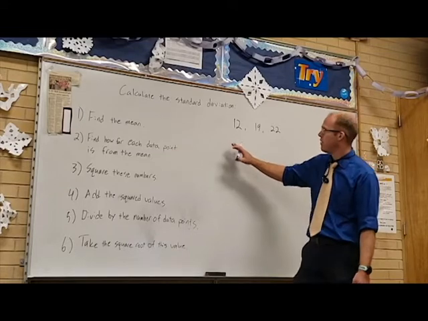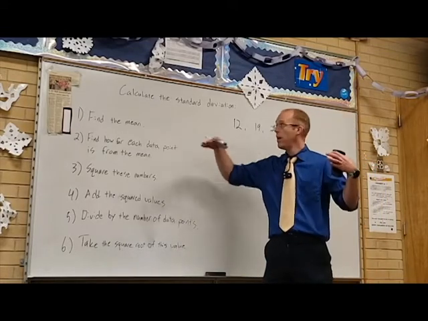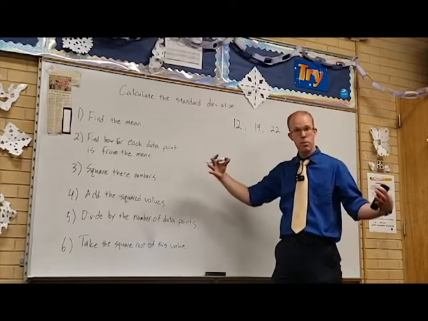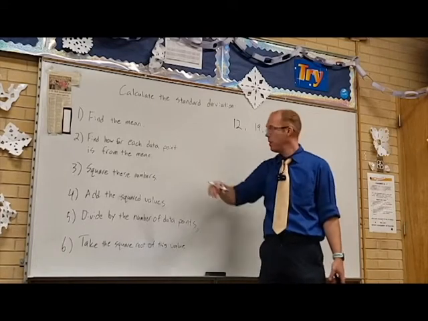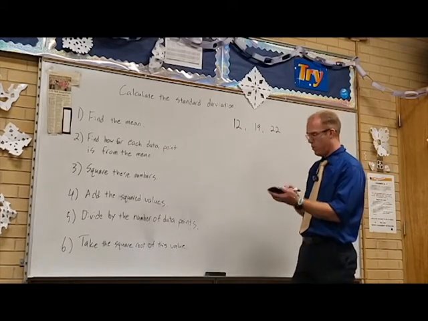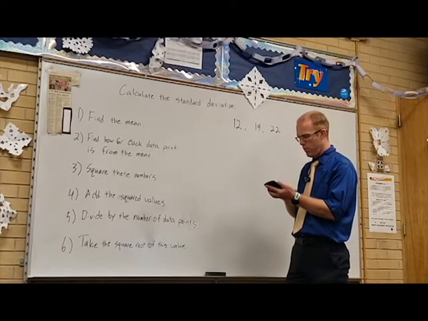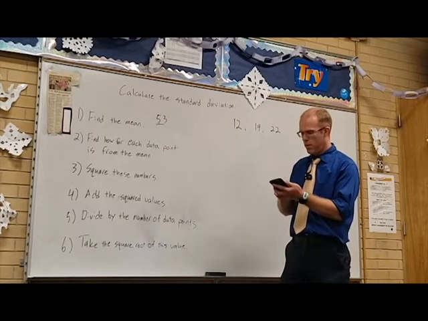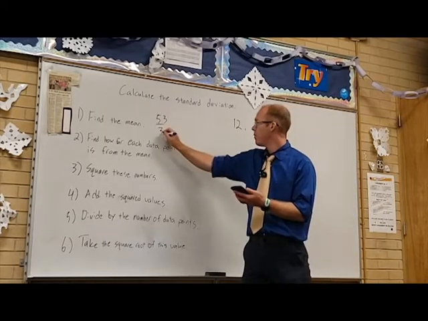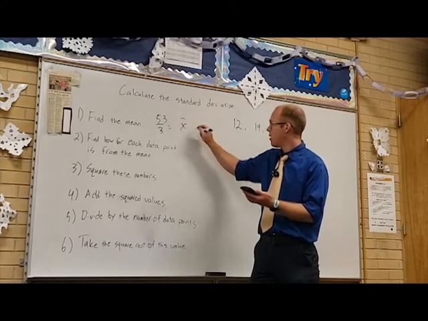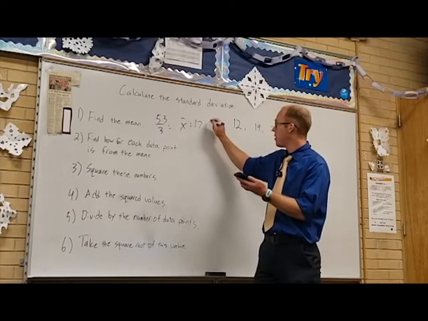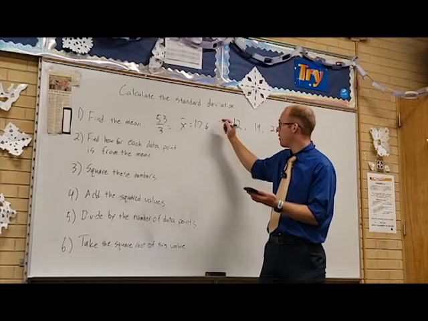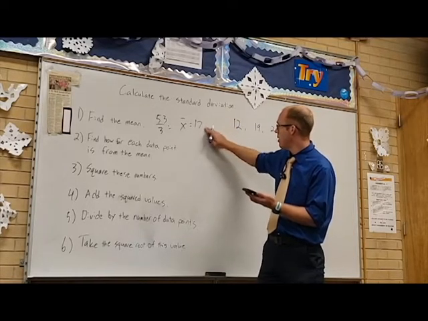So first, we need to find the mean, because if we're going to figure out how far we deviate from the mean, we need to know where the mean is. So we're going to add these together, 12 plus 19 plus 22. 12 plus 19 plus 22 gives us 53. And then we're going to divide that by 3 to get us a total of X bar, our mean, equals 17.6 repeated, so I will round that to 17.7.